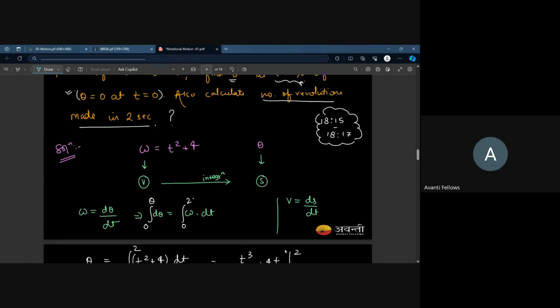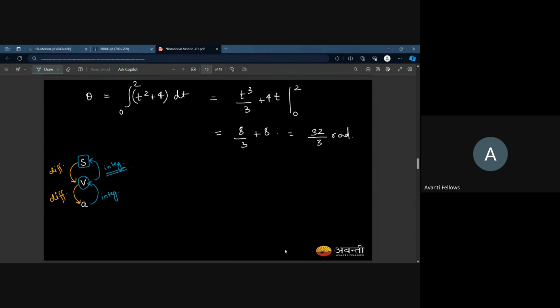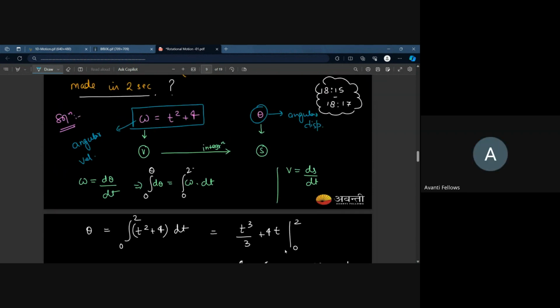Similarly, in this question, they gave you omega, the angular velocity, right? And they are asking you to give the value of angular displacement. What I said, please, if you're getting stuck with this angular thing, go with the linear one now. They are giving you V, they are asking you about the S. Aren't you supposed to do this integration? You're supposed to do this integration. Yes, ma'am. So that's what I did here.